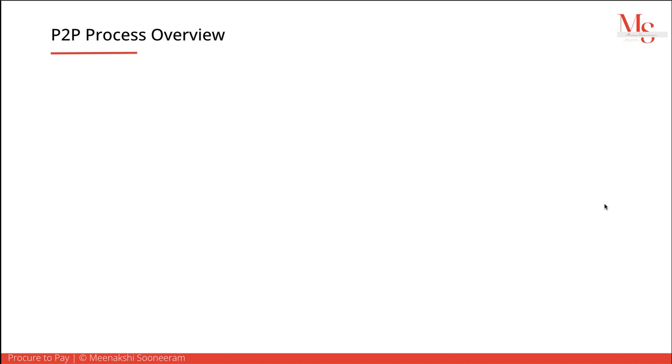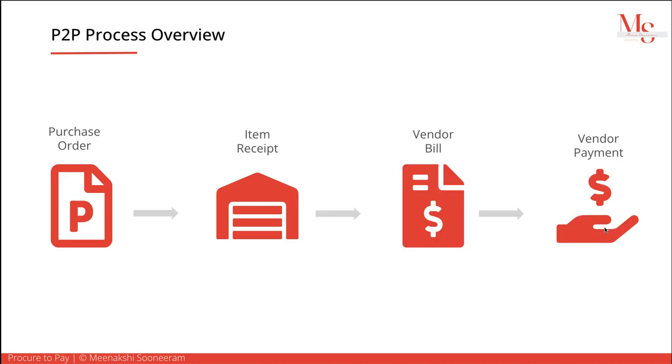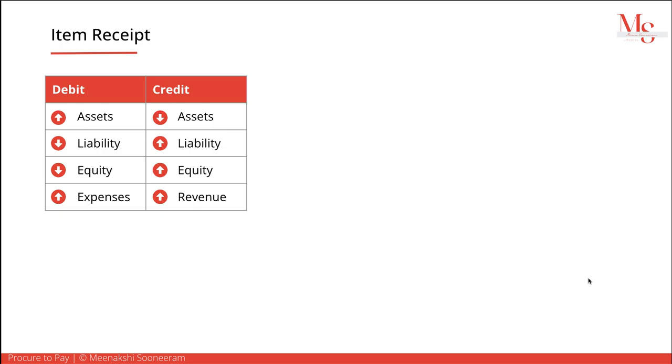Next, let's take a look at a simple P2P flow, which is creating the PO for your vendor, receiving the items into your inventory, generating your vendor bill, and paying your vendor. In future videos, we'll cover topics such as vendor prepayment, in-transit payments, and so on, but for today, we'll keep it very simple. So, purchase orders have no GL impact, so we'll proceed directly to an item receipt.